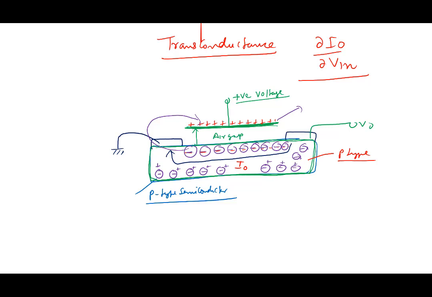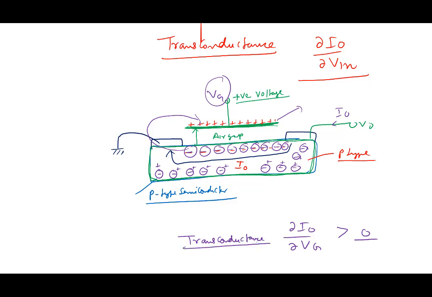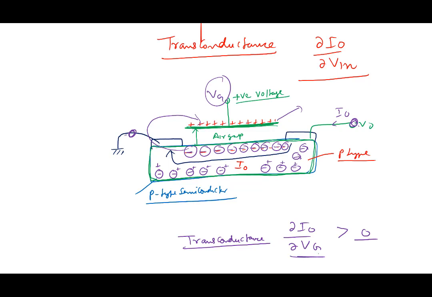In effect, what have you done? If you remove holes from this block of P-type semiconductor, have you changed its conductivity? You have reduced the conductivity. So if there was a current flowing, and we call this the gate voltage, do I have del I0 by del VG now greater than zero? I have current flowing between these two terminals being controlled by the gate voltage. Do you see that I've created a transconductance?